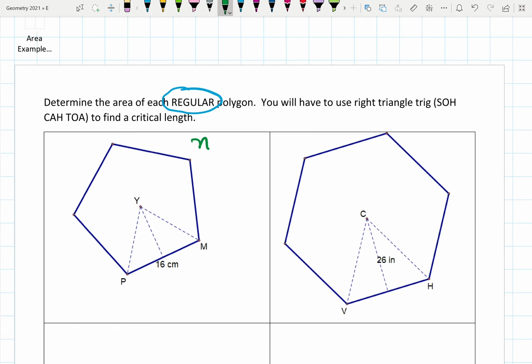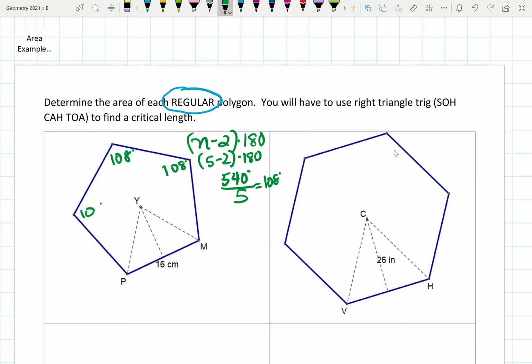So remember that if we do n minus 2 times 180, it gives us the sum of the interior angles for any convex polygon. This one's a 5-sided polygon, so when I do 5 minus 2, which is 3, times 180, it gives me 540 degrees. Well, 540 degrees is all 5 of these angles added up. Since it's regular, I get to split that 5 ways, and it tells me that each one of the angles of the regular pentagon is 108 degrees.